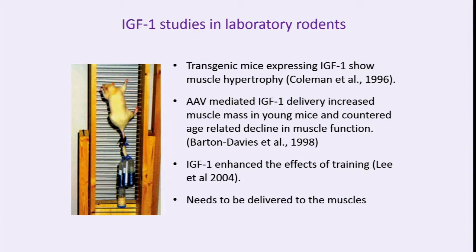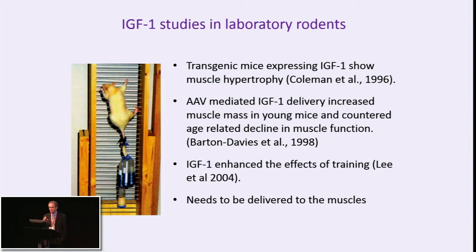This really is where the problem originally came from. The demonstration that if you made a transgenic mouse overexpressing IGF-1, it showed marked muscle hypertrophy, and that was as early as the mid-1990s. Perhaps the most critical paper then was showing that you could not only do it in a transgenic, but you could take a viral vector, deliver that to mice, and show that not only did that increase muscle mass in young mice, but importantly, it countered the age-related decline in muscle function in older mice.